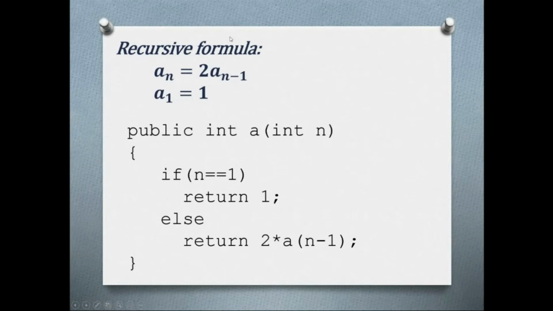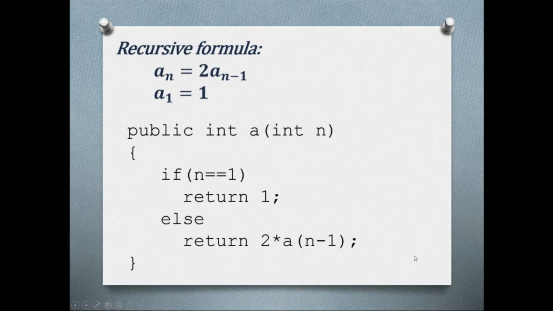The else case will be the recursive case. A sub n minus 1 means do A with n minus 1 as the argument. So we call A, the method itself, and n minus 1 will be passed as an argument. What you need to do to the previous term is multiply by 2, so 2 times A of n minus 1.